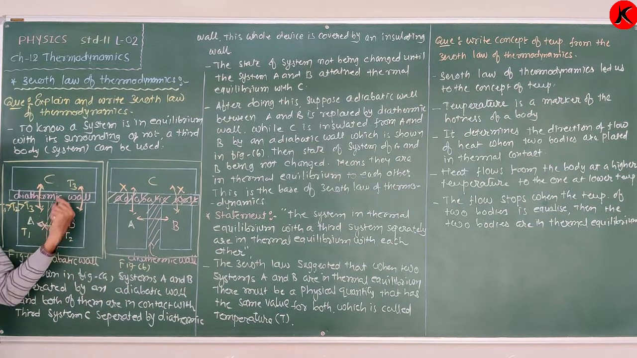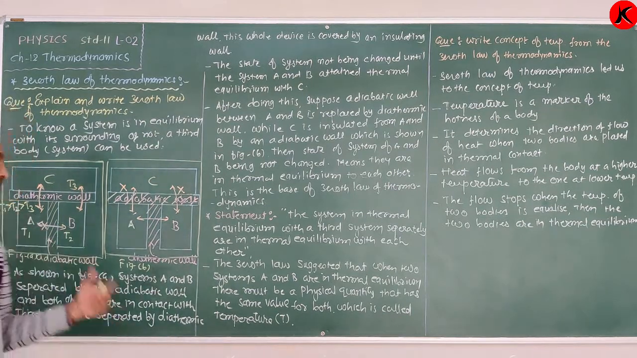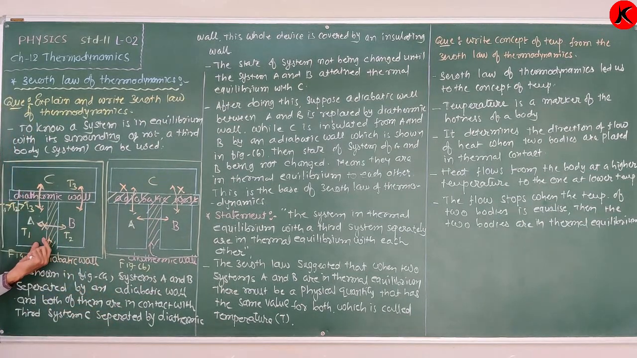So first, thermal equilibrium is established between A and C and also between B and C. Then we can indirectly say that A and B are in thermal equilibrium with C. Then A and B are in thermal equilibrium with each other.